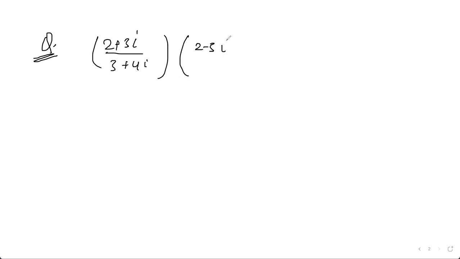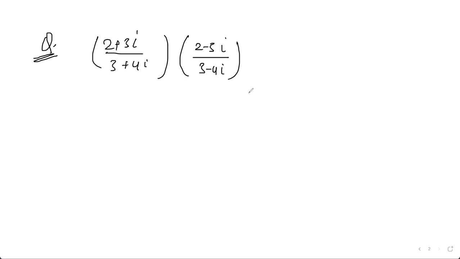Our first question for today: we have (2 + 3i)/(4 - ...) hmm, we are given (2 + 3i)(3 + 4i) divided by (2 - 3i)(3 - 4i). And what we want to do is prove that this is purely real.